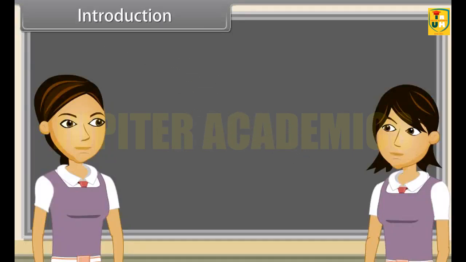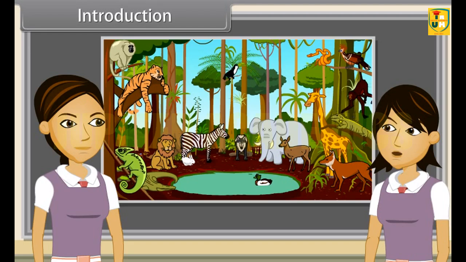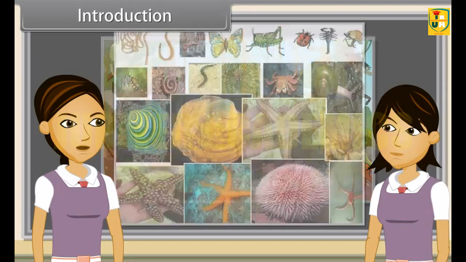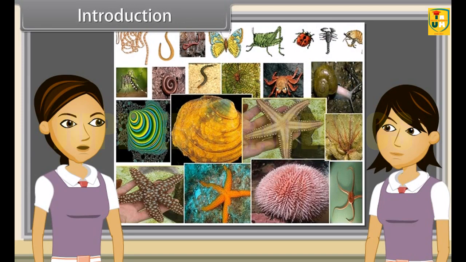Introduction. Sharmila, in our last discussion we studied the definition of animals, types of animals, characteristics of the animal kingdom, various levels of organization, body symmetry, diploblastic and triploblastic organization, coelom, segmentation, notochord, division of the animal kingdom, characteristics of invertebrates, and characters of porifera, coelenterata and ctenophora. Yes, now we are going to discuss characteristics of platyhelminthes, aschelminthes, annelida, arthropoda, mollusca and echinodermata.